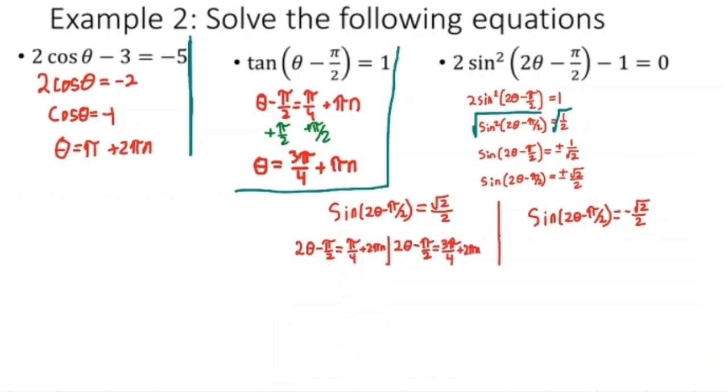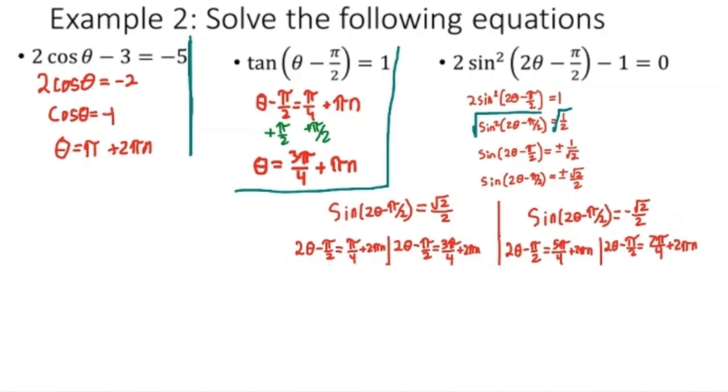What angles make sine equal to root 2 over 2? On our unit circle, that would be pi over 4 and 3 pi over 4. And again, remember to add the 2 pi n to represent all the possible solutions. As for the negative root 2 over 2, what angles make sine negative root 2 over 2? That would be 5 pi over 4 and 7 pi over 4. So again, remember to add the 2 pi n to represent the entire family.